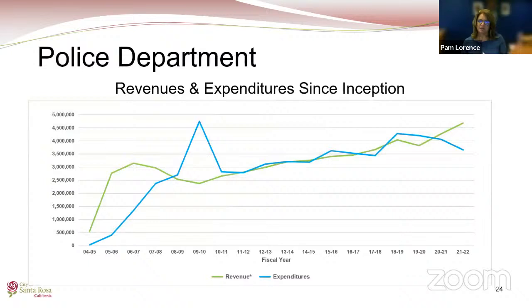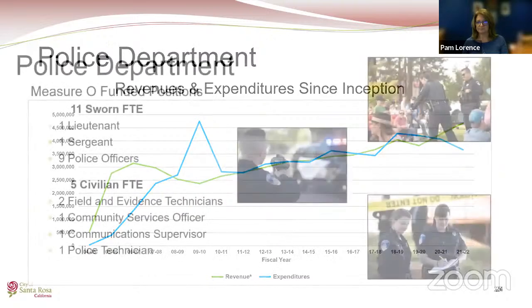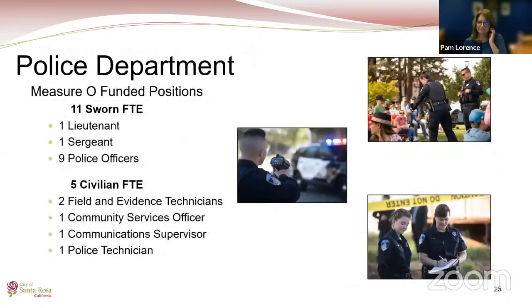This graph shows our overall revenue and expenditures since the beginning of Measure O funding. As you can see over time, we've been trending upward on our expenditures. This is due mostly to staff increased costs. This last year, it dipped down slightly because we reduced our expenses by cutting 3 police officer positions in anticipation of reduced revenues. Next slide, please. Chief? I'll take it over here.